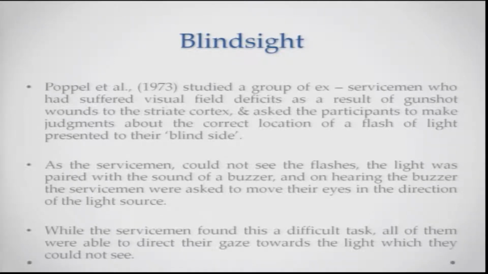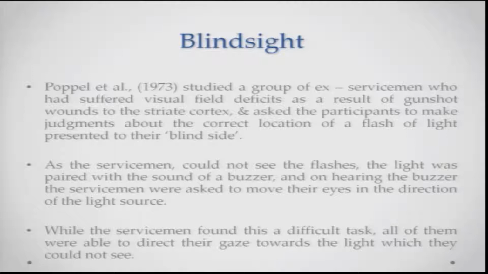blind sight. So, the idea was that these people have lost sight in a particular visual field because of the injury in the striate cortex. People will show a flash of light in the blind region and they will be asked to try to detect it. Now, as these servicemen could not see the flashes, the light was paired with the sound of a buzzer, and on hearing the buzzer, they were asked to move their eyes in the direction of the flash. While the servicemen found this a very difficult task, almost all of them were able to move their gaze towards the light, which they cannot see.